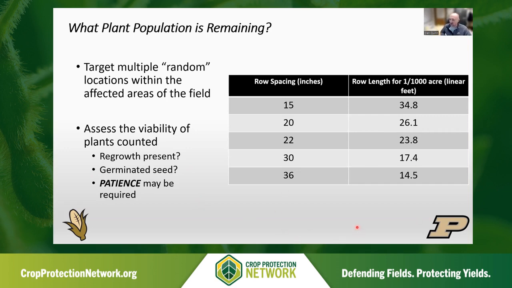But it really starts out with going to those impacted areas, assessing the stand, counting the stand, and then getting some estimate of what the viability is of those plants within those affected areas, so we can start to understand how many plants we are losing. How many plants per acre? How much population have we lost in those impacted areas?